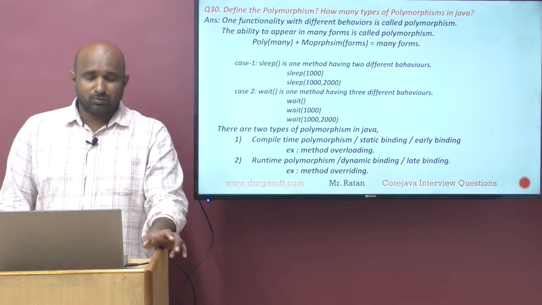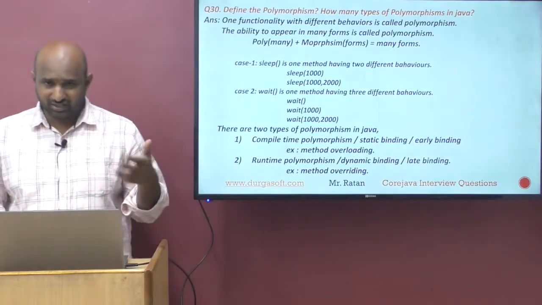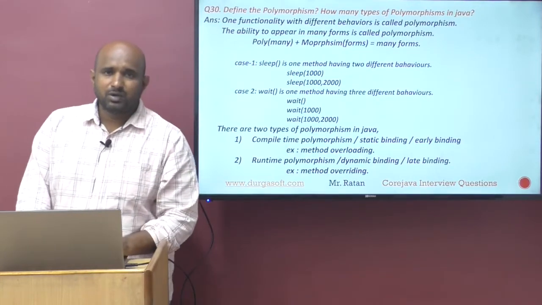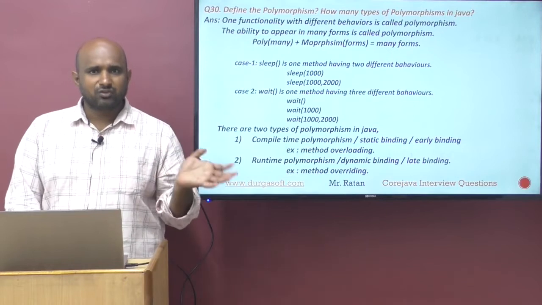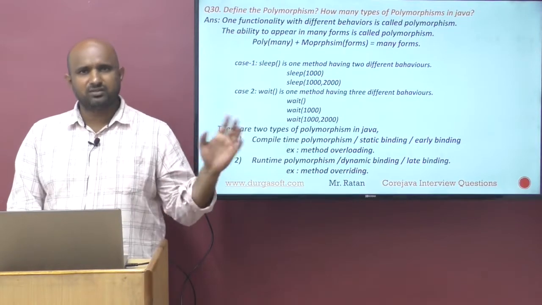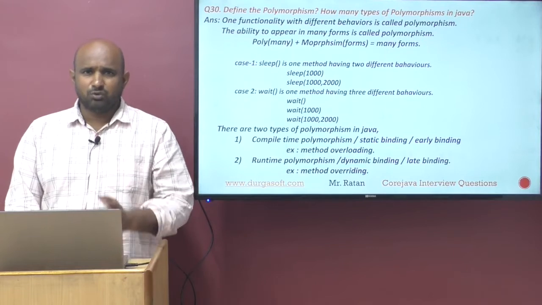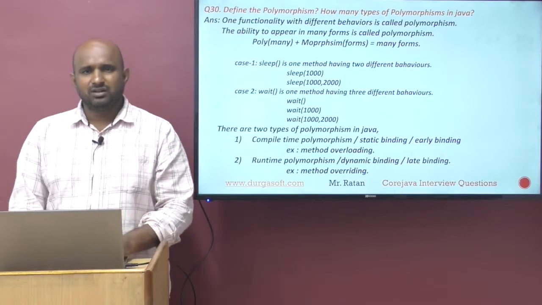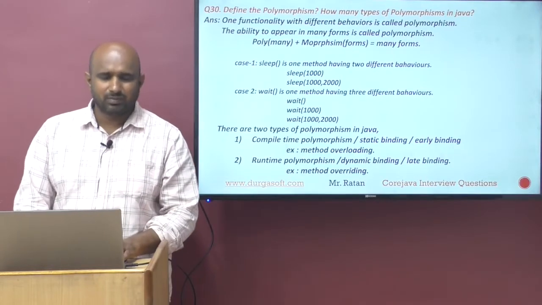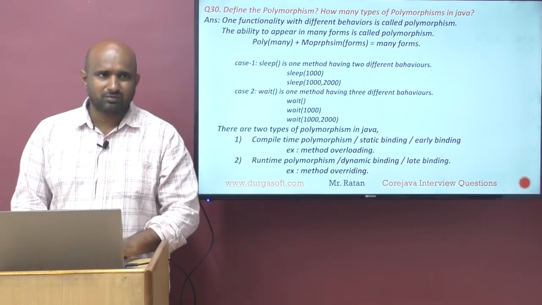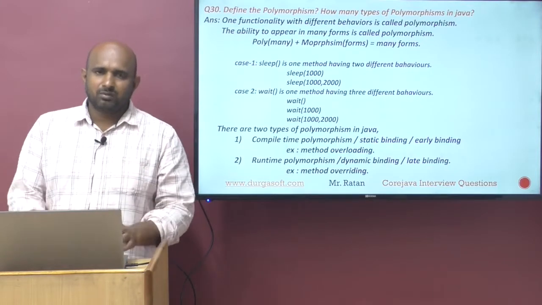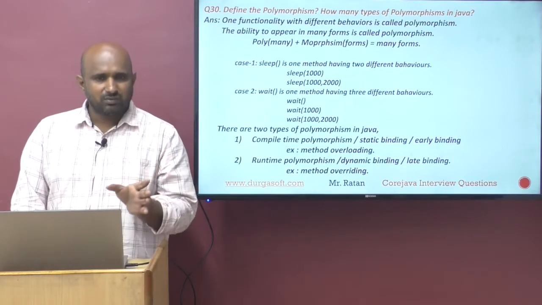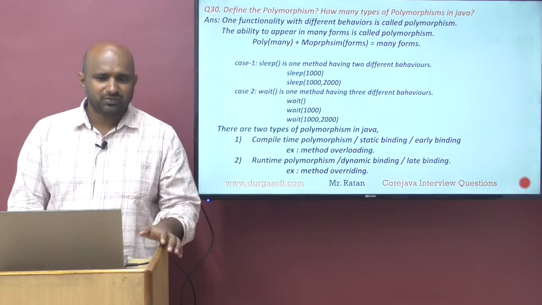Define polymorphism: one functionality having multiple behaviors is called polymorphism. The best example: one person in the classroom is a student, in a shopping mall he is a customer, and at home he is a son to his parents. One person has multiple behaviors. The ability to appear in multiple forms is called polymorphism. Poly means many, morphism means forms, so polymorphism means many forms.